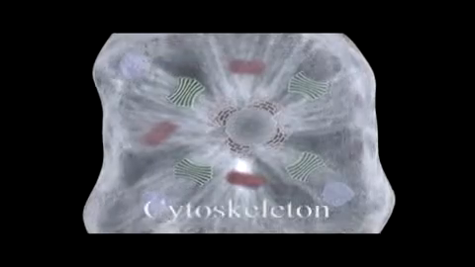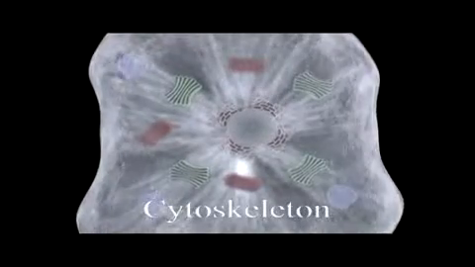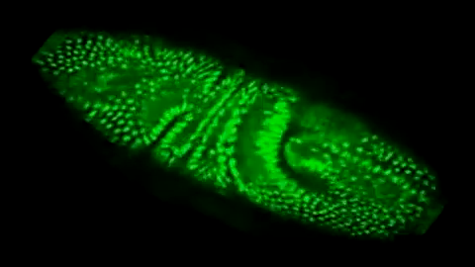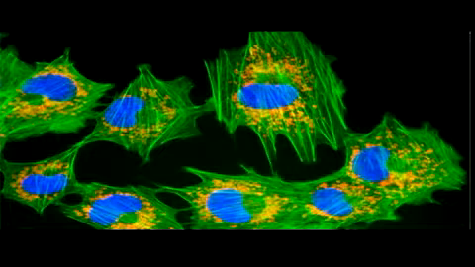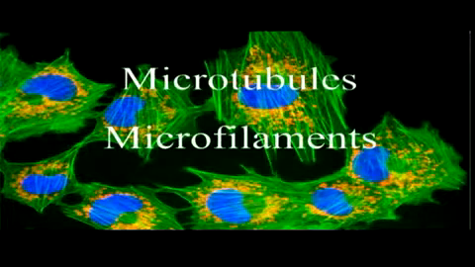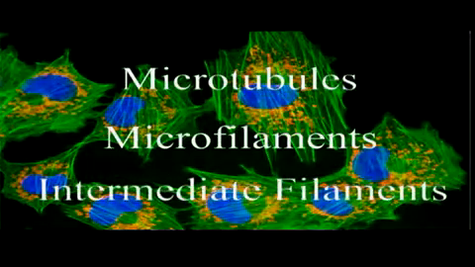The cytoskeleton is a network of protein fibers that determines the shape of cells without cell walls, provides for the movement of cells, provides for the structural support and movement of organelles within the cell, and provides the framework for moving and separating chromosomes during cell division. The three types of protein fibers that make up the cytoskeleton are thick microtubules, thin microfilaments, and medium-sized intermediate filaments.